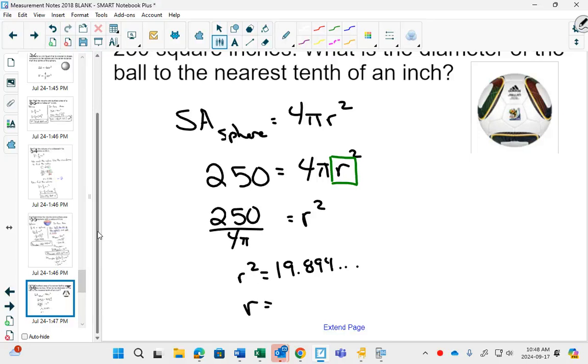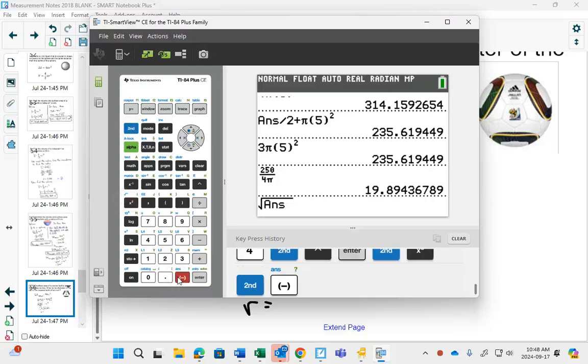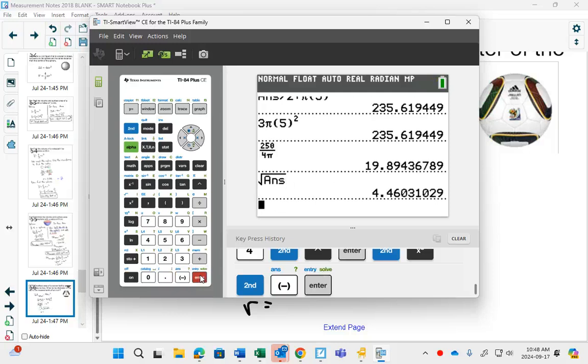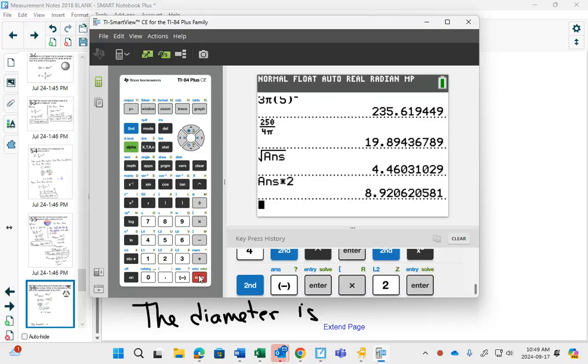And then the r by itself, what's the opposite of squaring? I would have to square root both sides. So again, I go to my calculator, I go second square root my answer, and I get r is 4.460. And I can now write the diameter is, and I just have to take my radius and double it, 8.921.